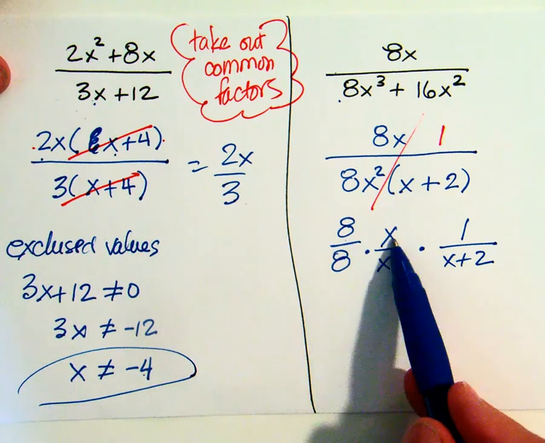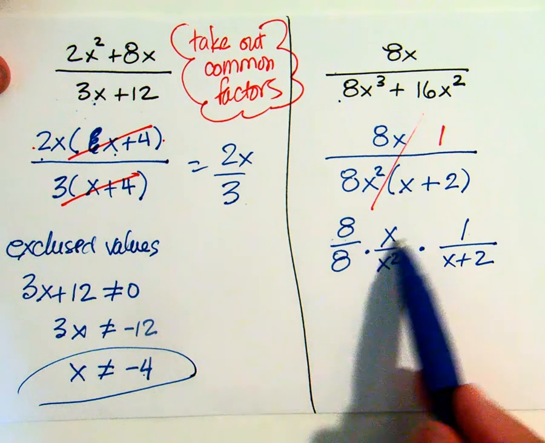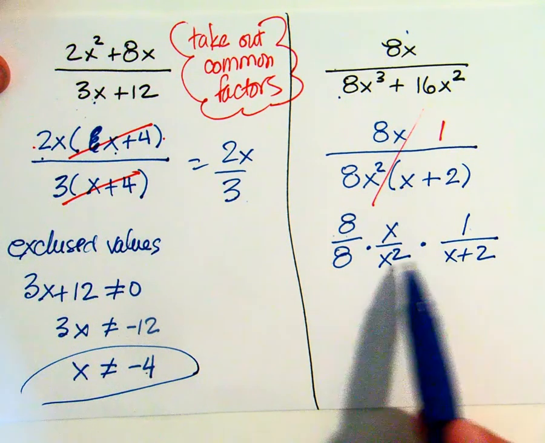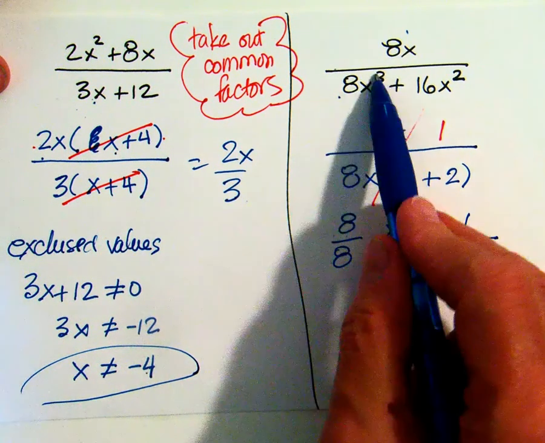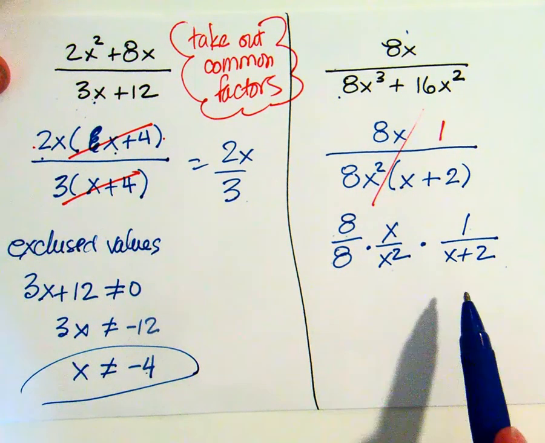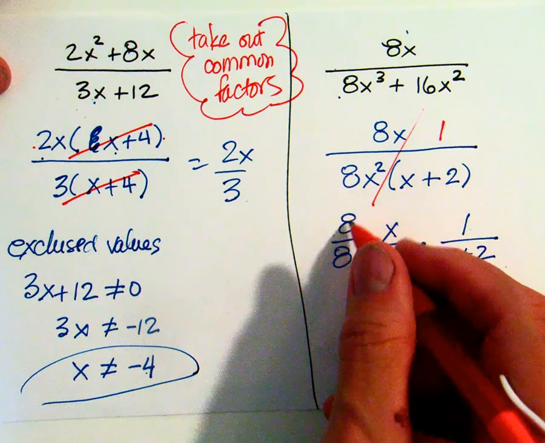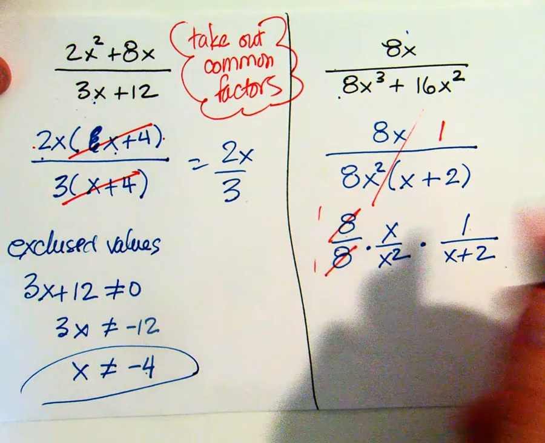Again, multiply. How do you multiply fractions? The top times the top times the top. 8 times x times 1. Yes, that's the same as the original. 8 times x squared plus x plus 2. Is that the same as the original? Yes, it is. I haven't changed it. I've just monkeyed it around a little bit so that I can figure out how to reduce it and make it more simple. 8 divided by 8 is 1.